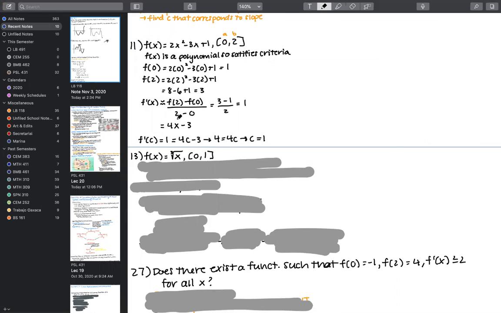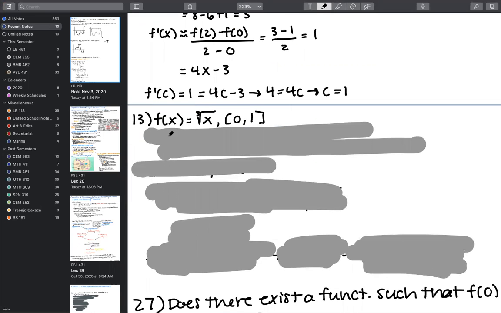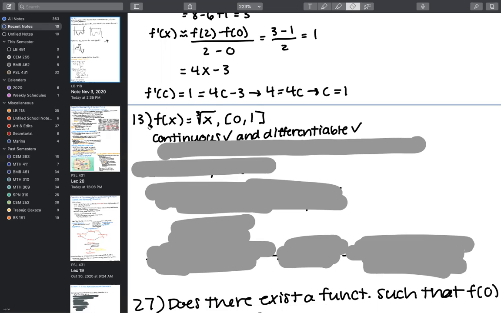f of x is equal to the cube root of x on the closed interval 0 to 1. So we know for the MVT, we are going to have to find what f of 0 and f of 1 are in order to calculate f of 1 minus f of 0 over 1 minus 0, which is equal to f prime of c. So first we're going to verify that it checks out with the criteria.